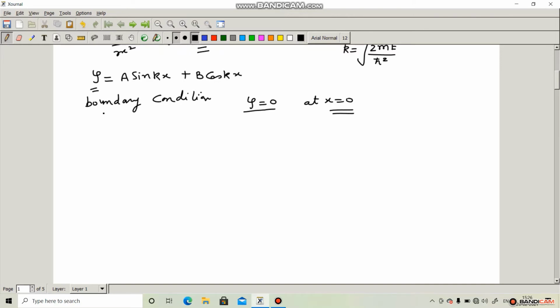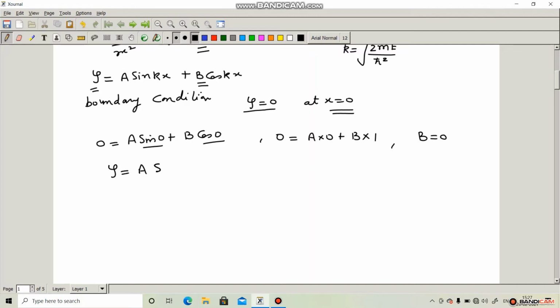It means psi equal to 0, so 0 equals a sin 0 plus b cos 0. Sin 0 is 0, so we can write 0 equals a into 0 plus b into cos 0, which is 1, or we can say b equal to 0. And if we put b equal to 0 in this equation, the solution becomes psi equal to a sin kx.